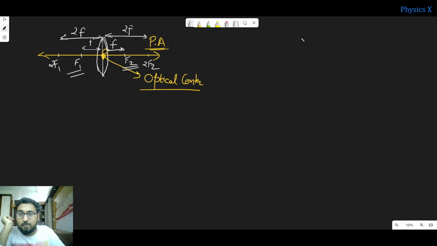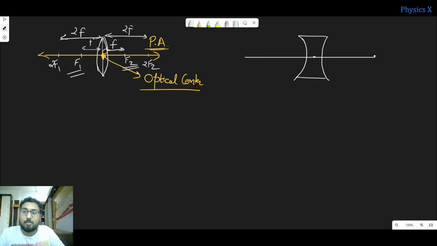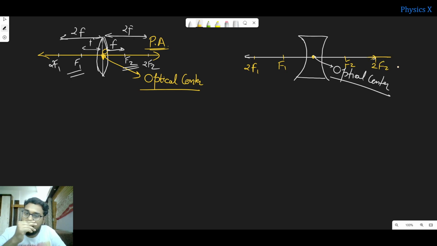And in a concave lens, we have it like this. This is your concave lens, so this will be your principal axis, and this is again your optical center. In this also we will be drawing ray diagrams, right? Again this is F1, this is F2, 2F1, 2F2, which is nothing but your C mark. You can call it C1, C2. Again, this is your focal length. So this is also the same thing we follow.